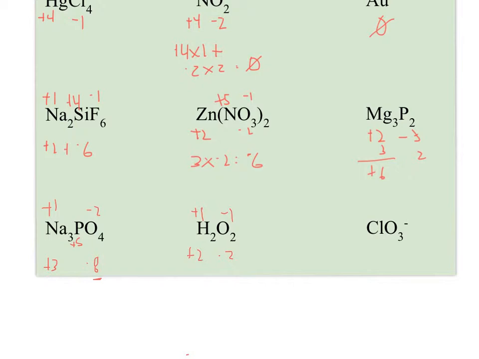ClO3-, I've got 3 oxygen with a -2 charge each for a total of -6. I have a -1 charge on the ion, so that means my chlorine is a +5.